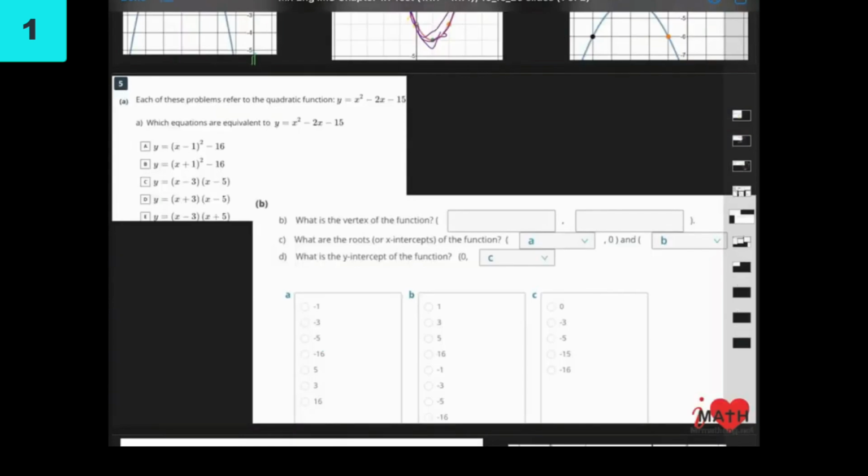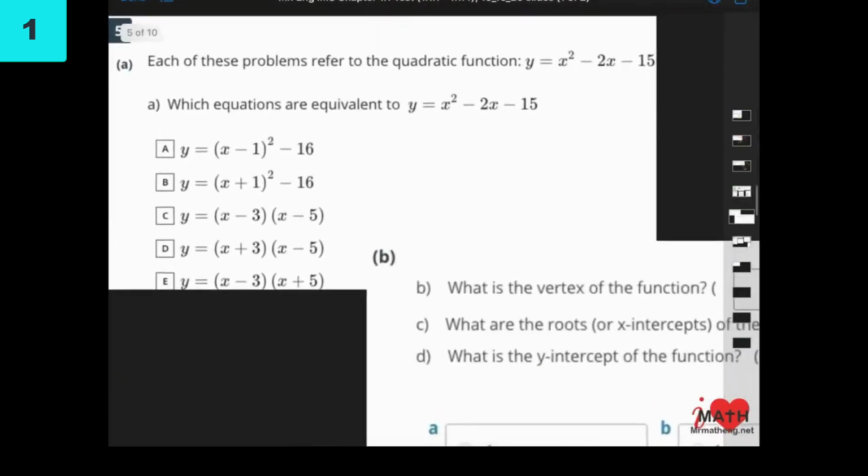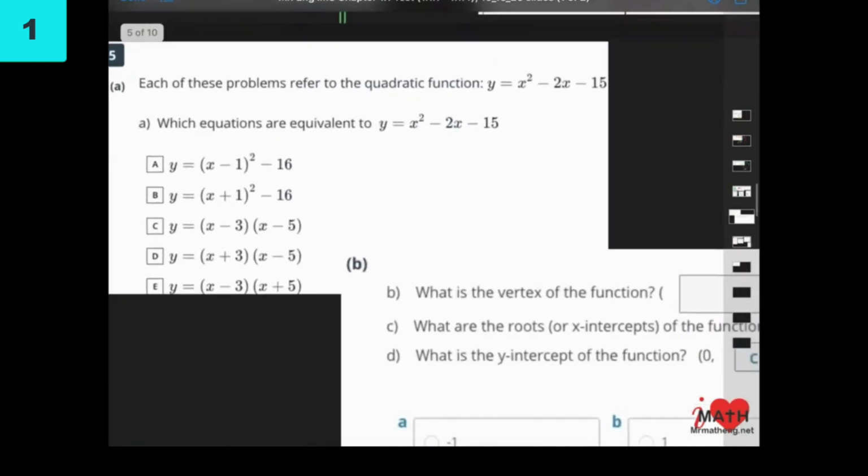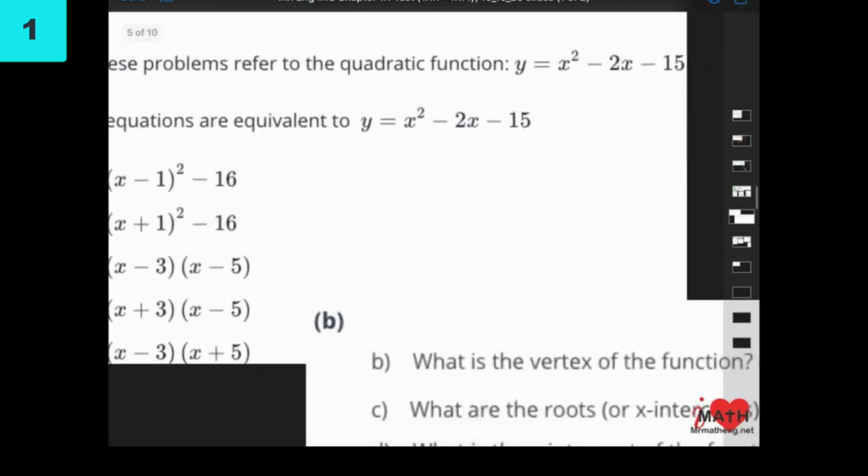Alright, let's go over question number 5. Each one of these problems refers to the quadratic function y equals x squared minus 2x minus 15. Which equations are equivalent to y equals x squared minus 2x minus 15? Okay, this refers to that chart problem that you guys did in your skills practice.